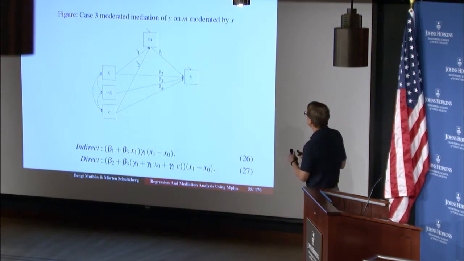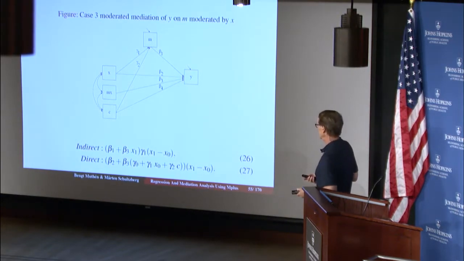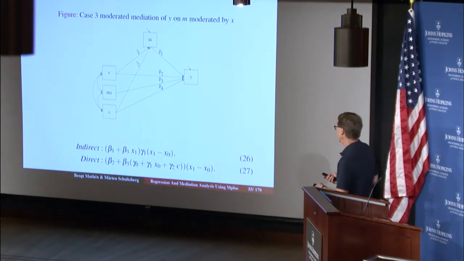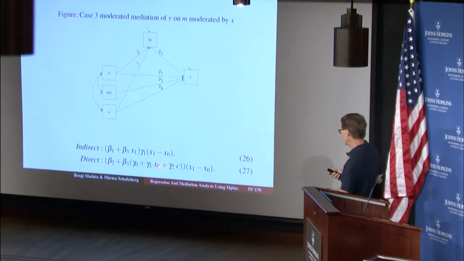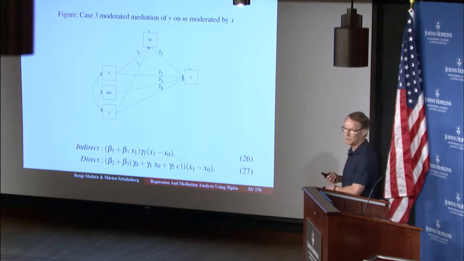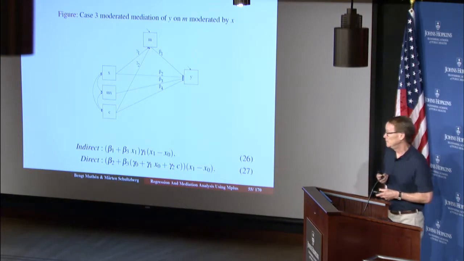So with that kind of interaction, m times x, the size of the indirect effect depends on where on the x scale you make the comparison. So x1 comes in there. And in the direct effect, x0 comes in here. So they're not only out here, but they enter the formulas. So x0, the lower comparison point, comes into play in the direct effect. I think you would be very hard-pressed to intuitively come up with these formulas by looking at the path diagram. It would be very hard.